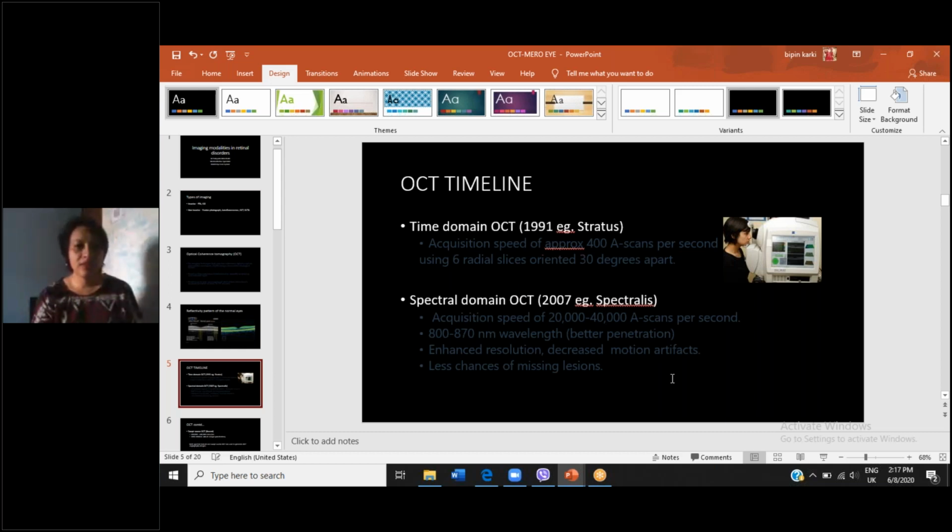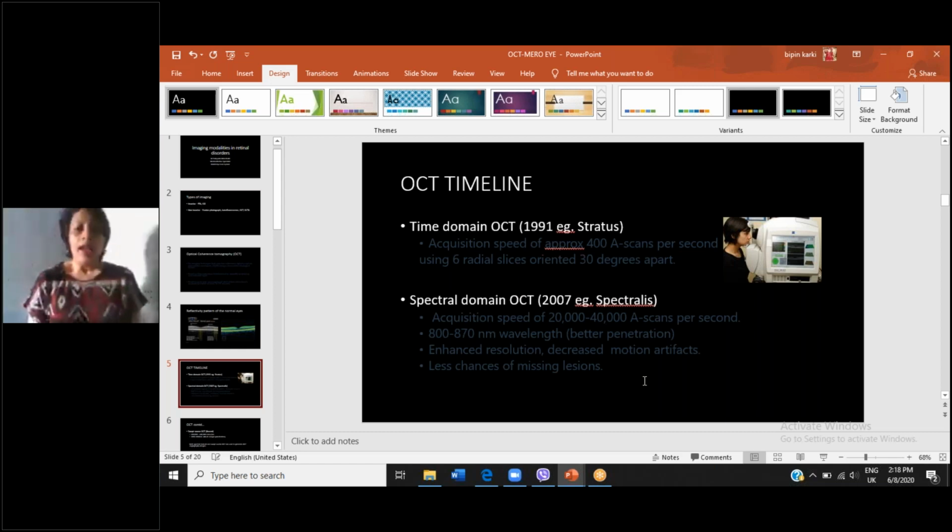So they were working on improving these limitations of the OCT, and they came up with the spectral domain OCT, which came into use around 2007. There was a much greater increase in acquisition speed, from 400 A scans in the previous OCTs to 20,000 to 40,000 A scans per second. So as we can see, there was a very big increase in the scans that were taken.